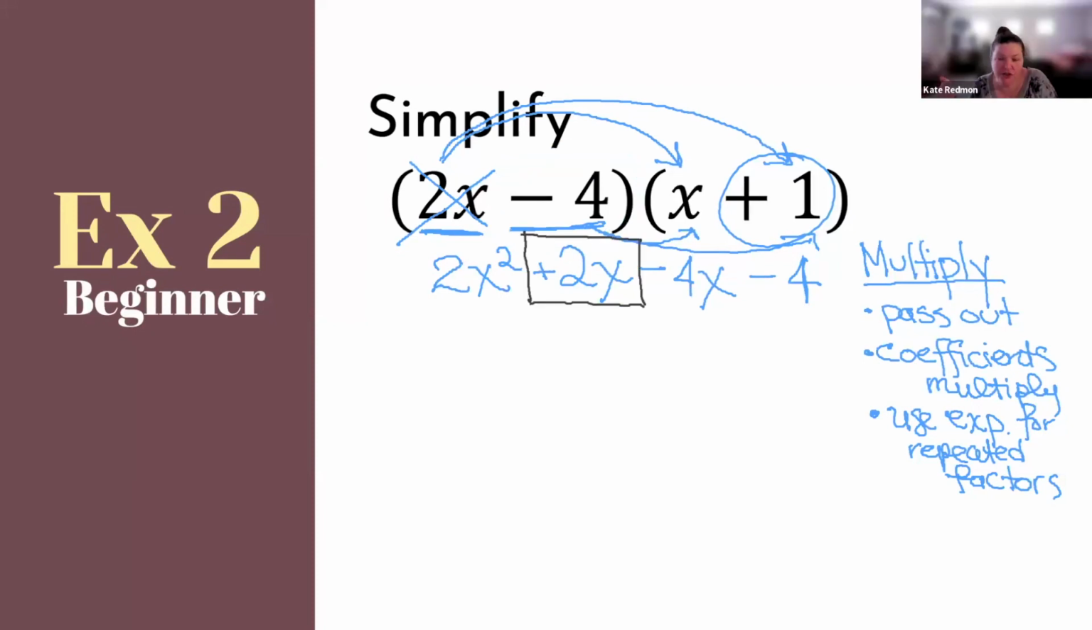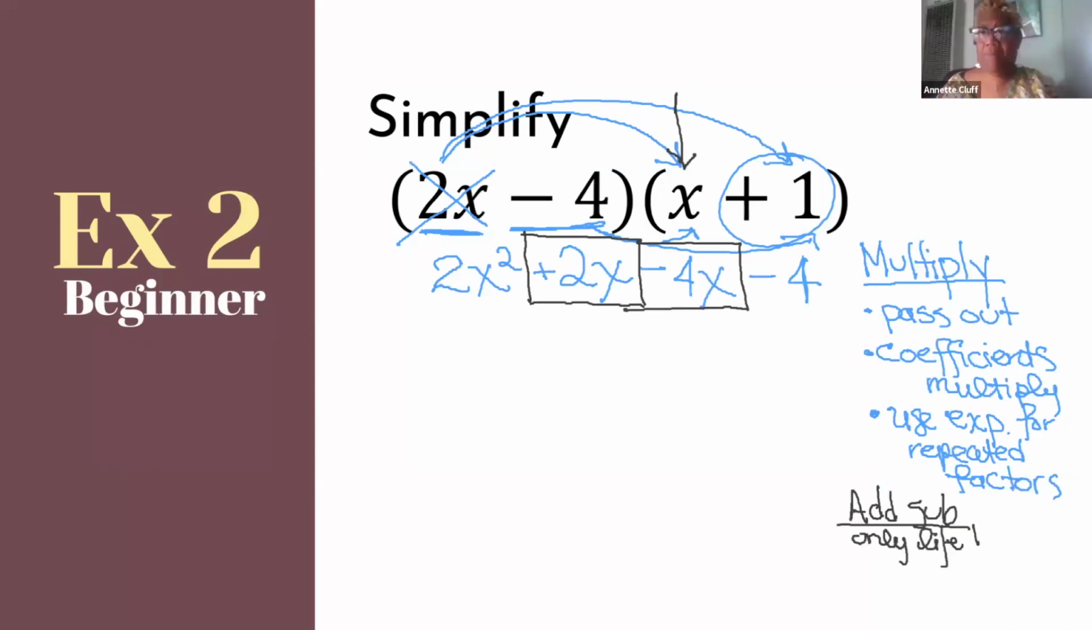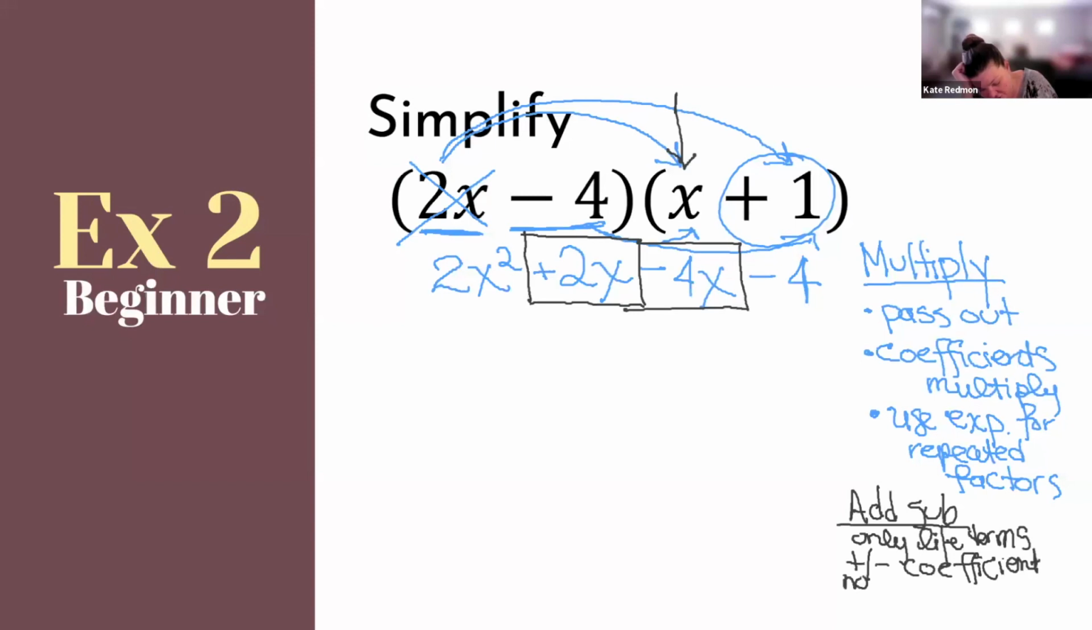I have positive 2x and I have negative 4x. Now I'm adding and subtracting. So when you add or subtract, it doesn't pass out. You can only combine like terms. And yes, you add or subtract the coefficient, the number out front. But we see the variable never changes. You're not going to see the letters change.